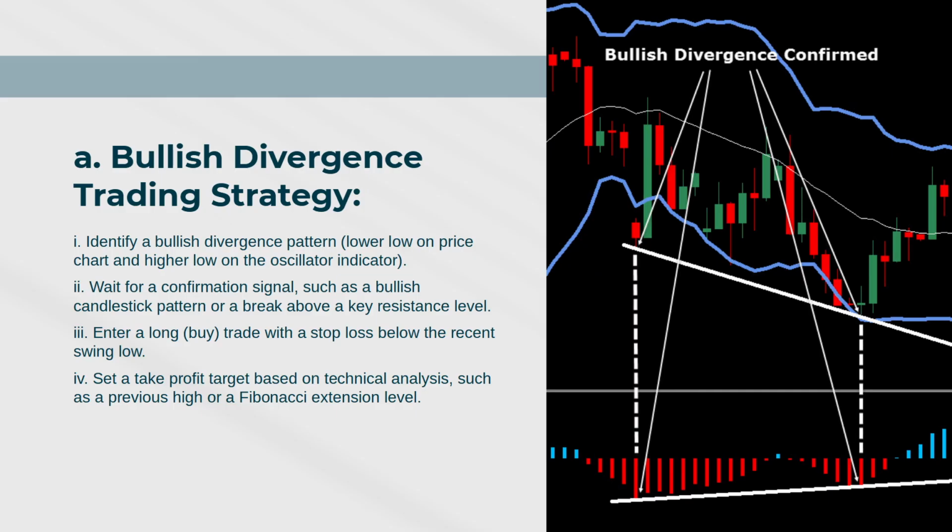Bullish divergence trading strategy. Identify a bullish divergence pattern, lower low on price chart and higher low on the oscillator indicator. Wait for a confirmation signal, such as a bullish candlestick pattern or a break above a key resistance level. Enter a long, buy trade with a stop loss below the recent swing low. Set a take-profit target based on technical analysis, such as a previous high or a Fibonacci extension level.